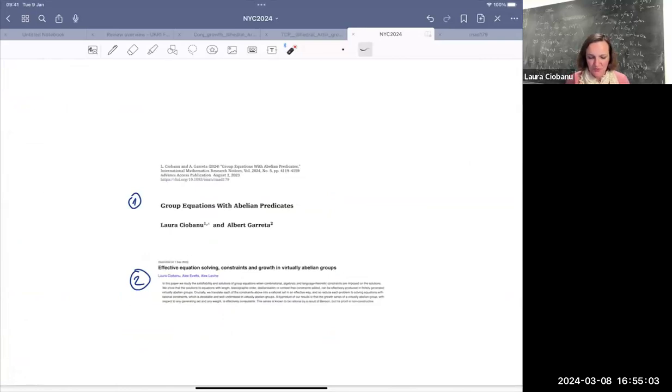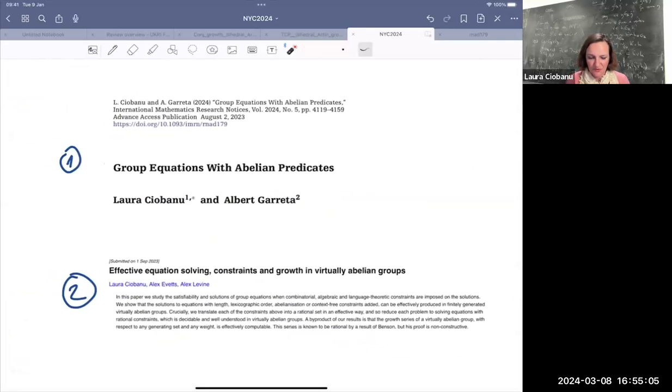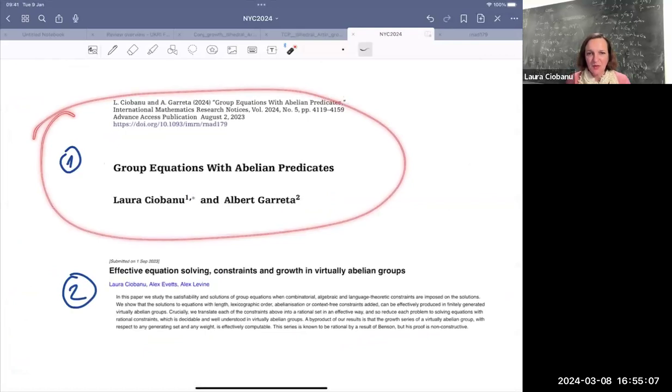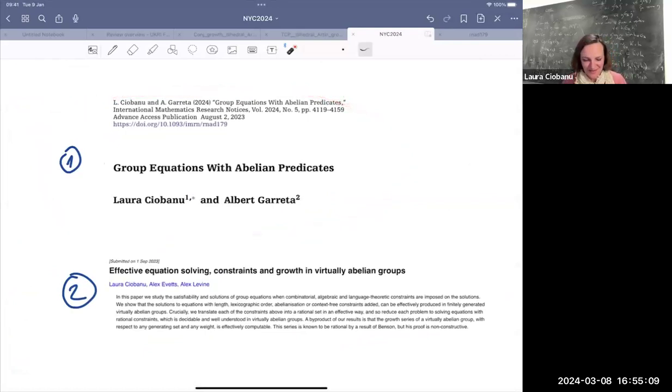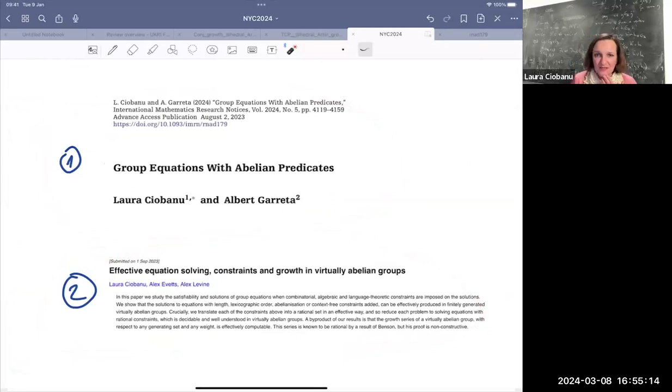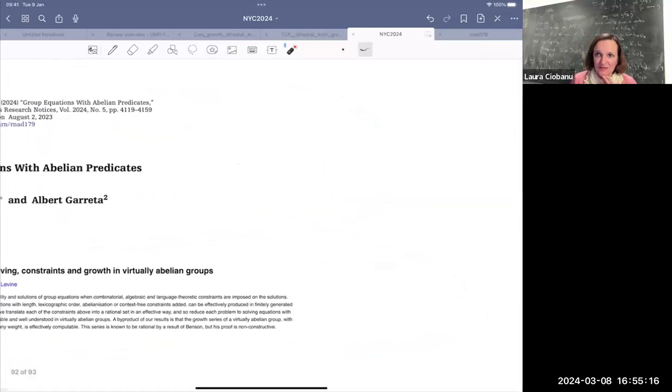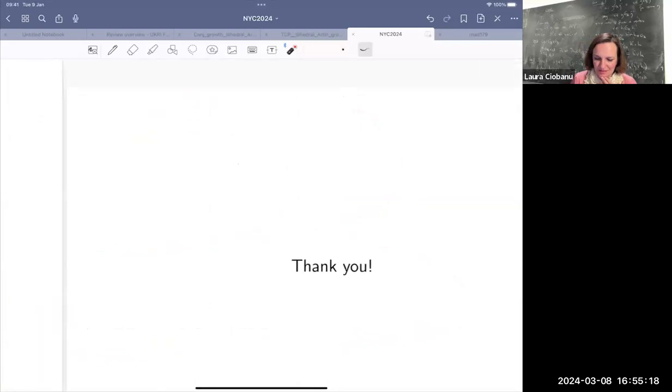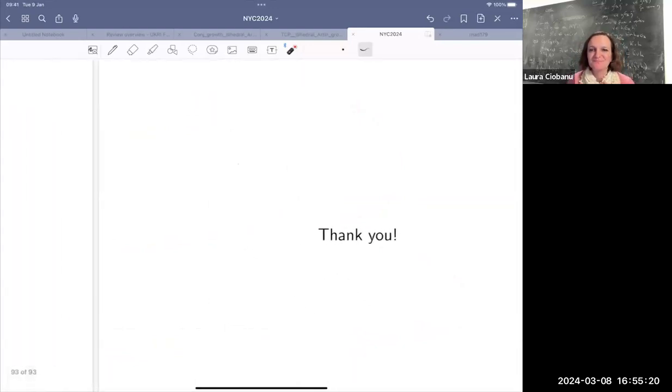And yeah, these were the 2 problems, 2 references. So this was a pandemic paper with Albert, and this is a recent preprint with Alex and Alex. And yeah, I think that's it for me. Thank you.